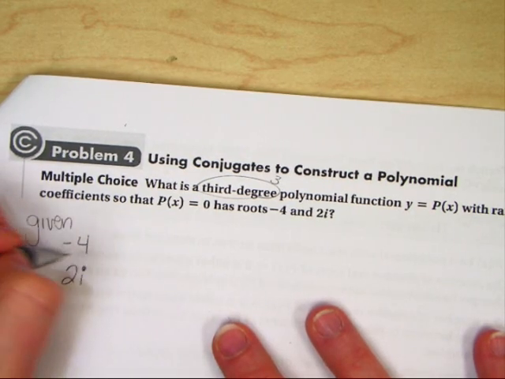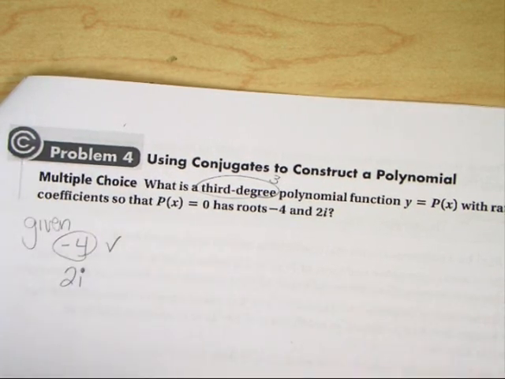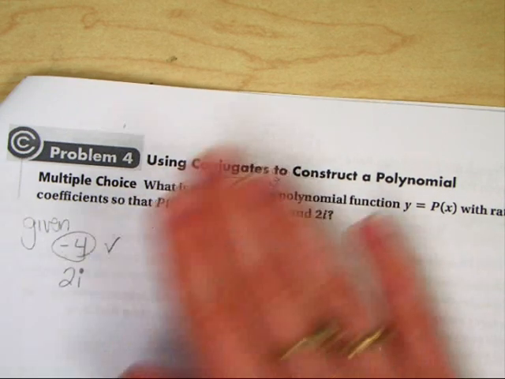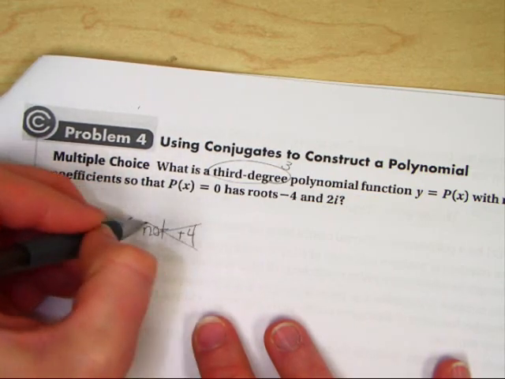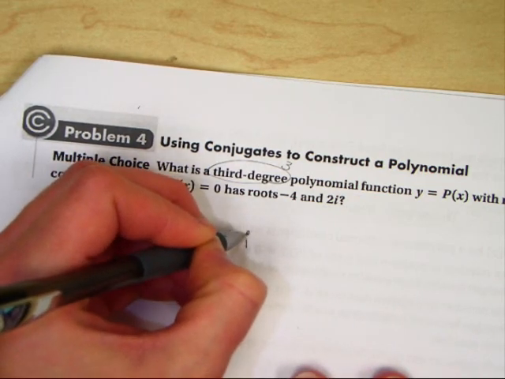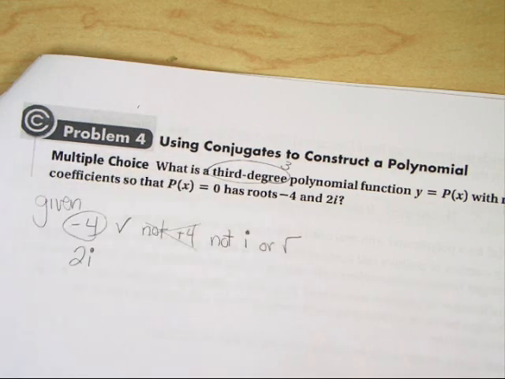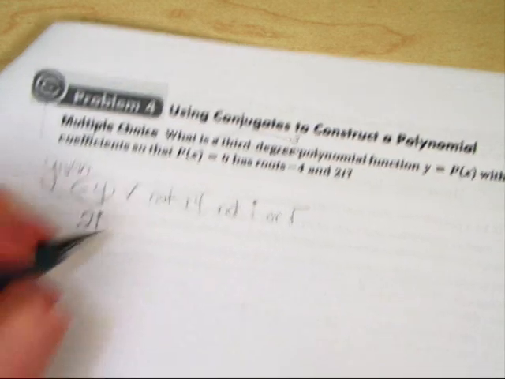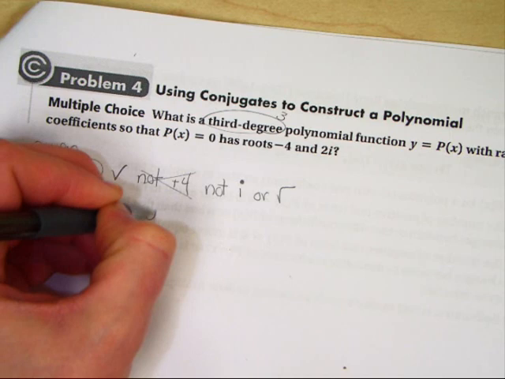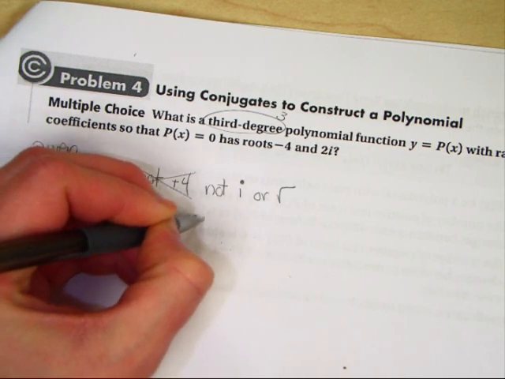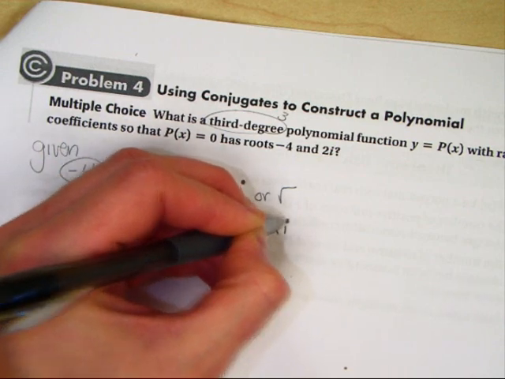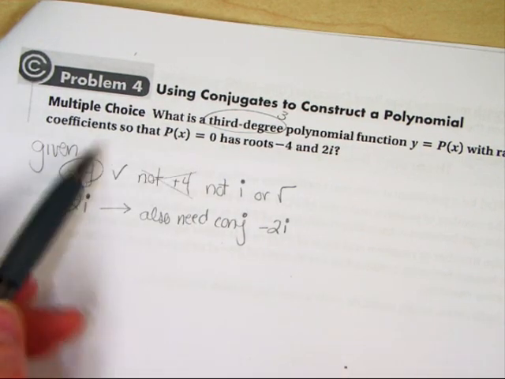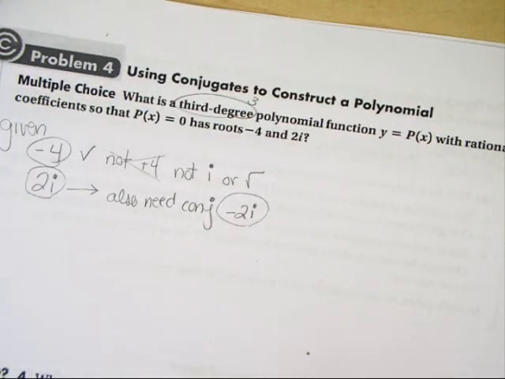Now, this one is not imaginary and it's not a square root, so we do not do positive 4 because it's not an imaginary or a square root. But 2i, we will also need its conjugate, negative 2i, because it is imaginary. So we have 1, 2, 3 answers.